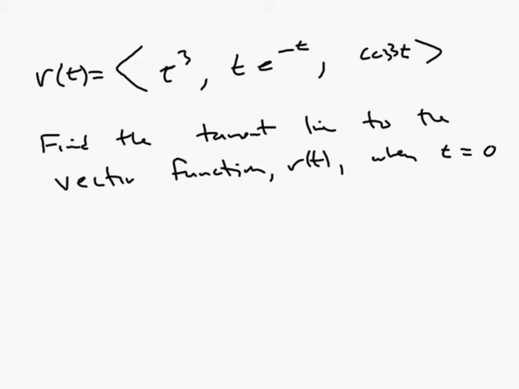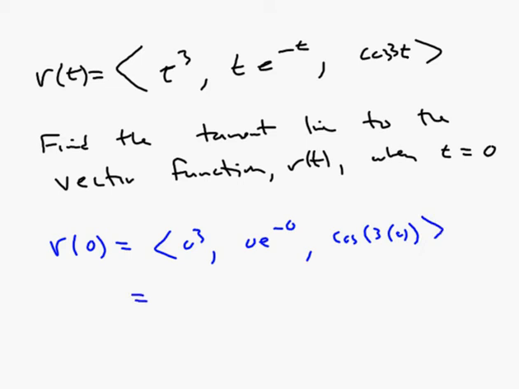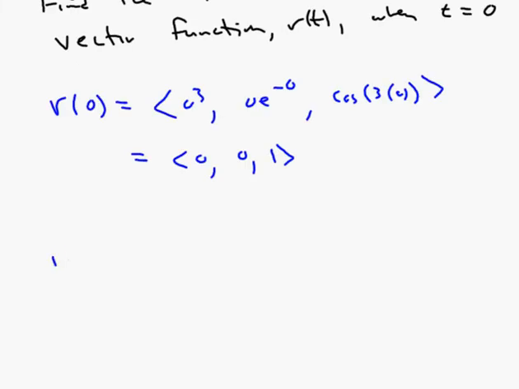So for a tangent line, we would need two things. We would need to know what position this vector function is pointing to. So we could do r of 0 right away. And if we did that, we would get 0 cubed, and then we'd have 0 times e to the negative 0, and then the cosine of 3 times 0. Okay. That's just going to give us 0, 0, and then cosine of 0 is going to be 1. All right? So you could think of that, if this is a position vector, that's the point it's pointing at right now.